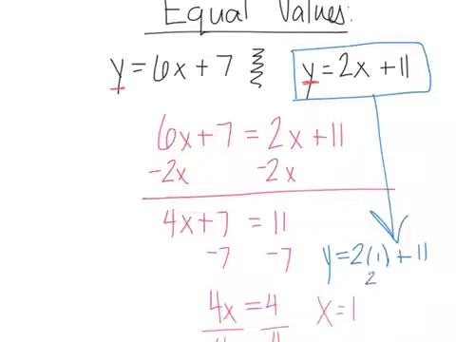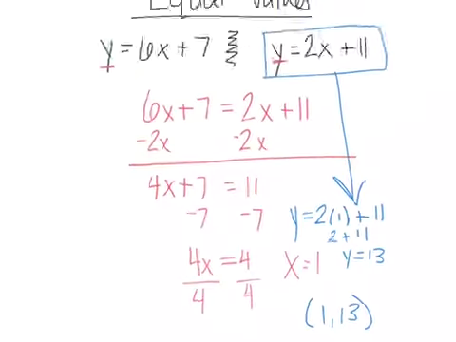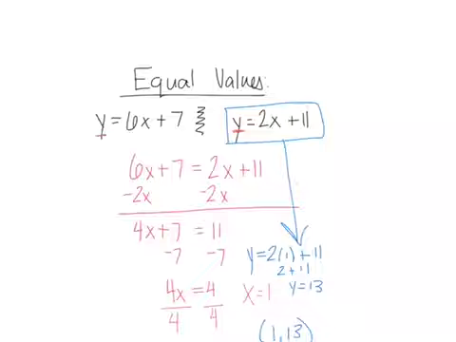I get 2 plus 11, which gives me a value of 13 for y. If I were to write that as an ordered pair, the solution for those two lines is (1, 13). That means these two lines will meet at the coordinate (1, 13).